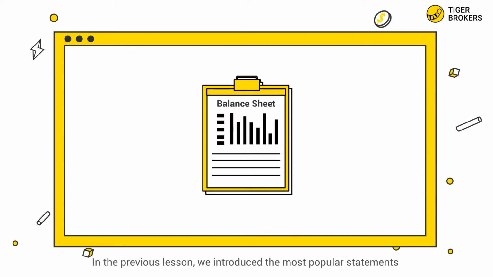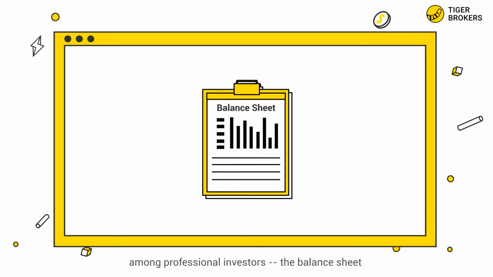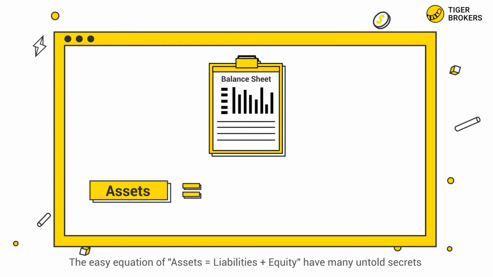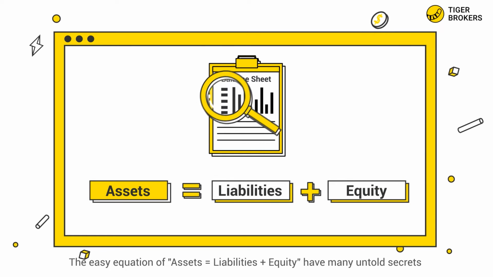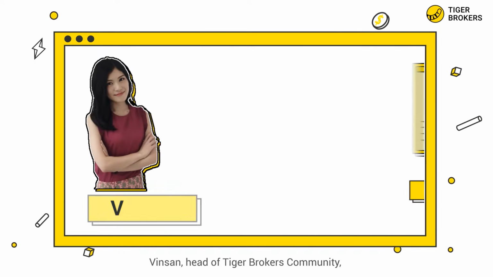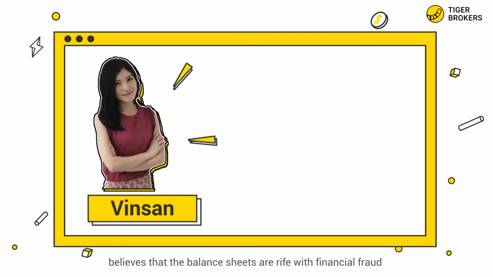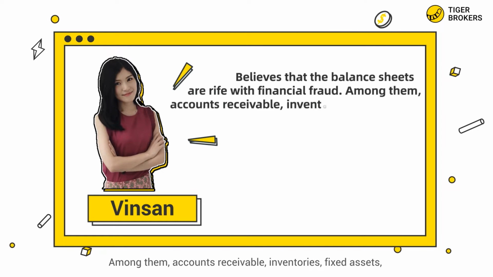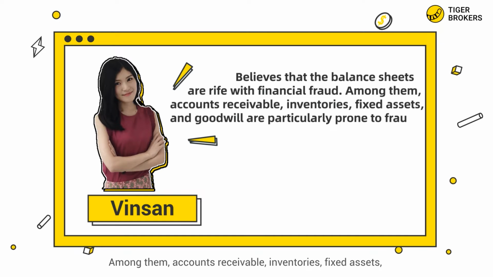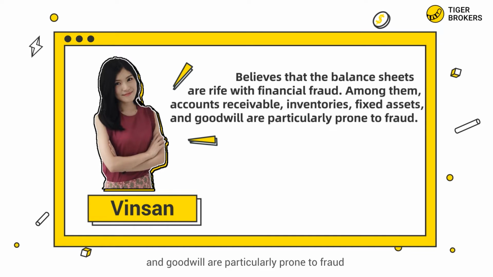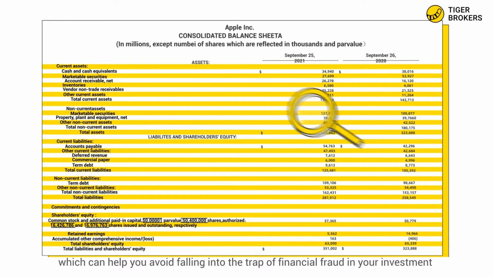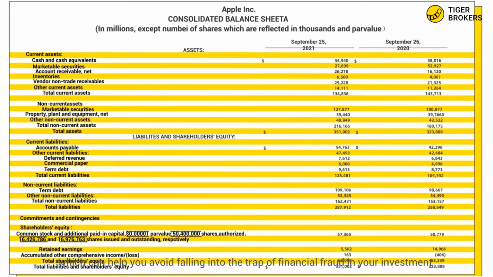In the previous lesson, we introduced the most popular statements among professional investors, the balance sheet. The easy equation of assets equals liabilities plus equity has many untold secrets. Vincent, head of Tiger Brokers community, believes that the balance sheet is rife with financial fraud. Among them, accounts receivable, inventories, fixed assets, and goodwill are particularly prone to fraud. In this lesson, we're gonna look at 4 common types of balance sheet fraud, which can help you avoid falling into the trap of financial fraud in your investment.